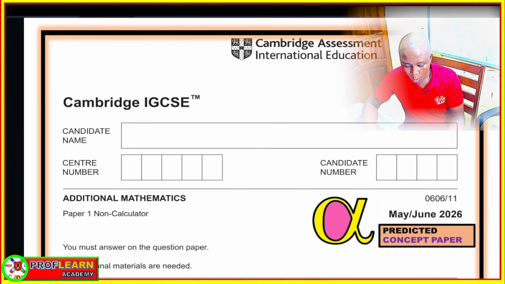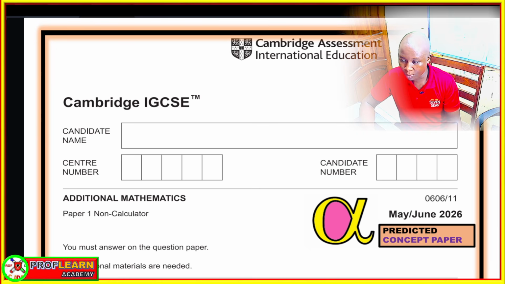What if you don't want to fail Additional Math 2026? What are the key areas that you have to prepare? I have to bring to your attention that I know you are aware that Additional Math paper 2 is a calculator paper, but paper 1 is a non-calc paper, which was introduced just last year, meaning that there is not enough revision material for it.